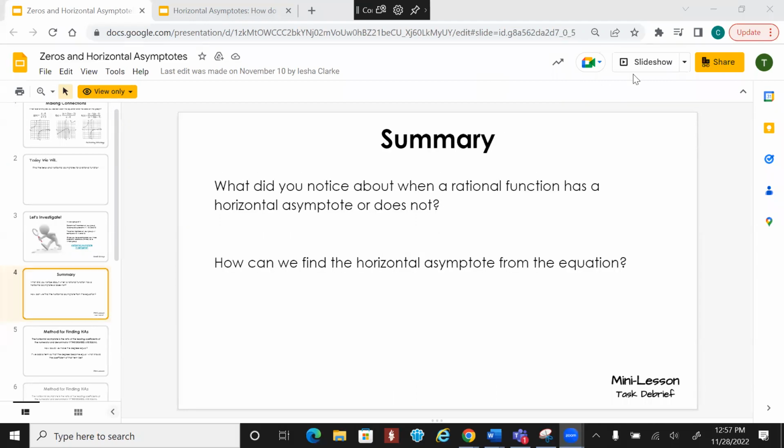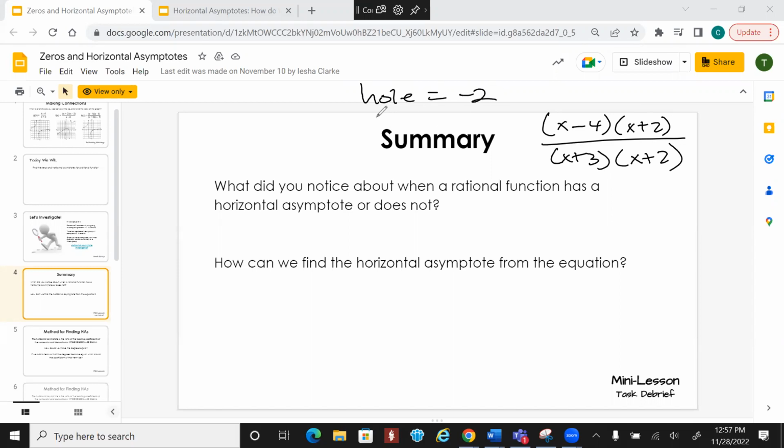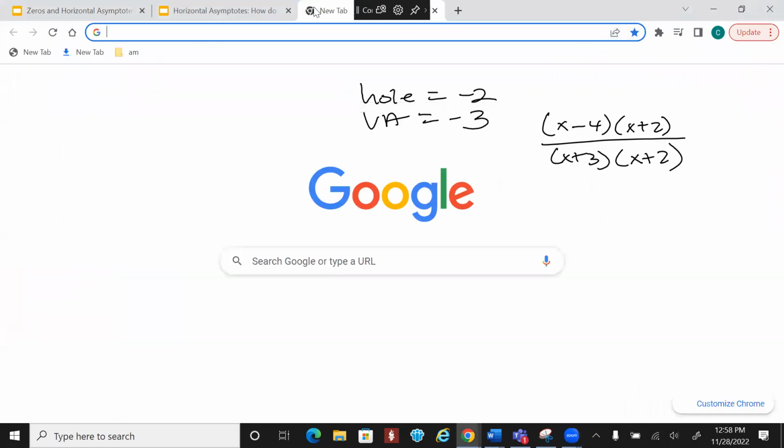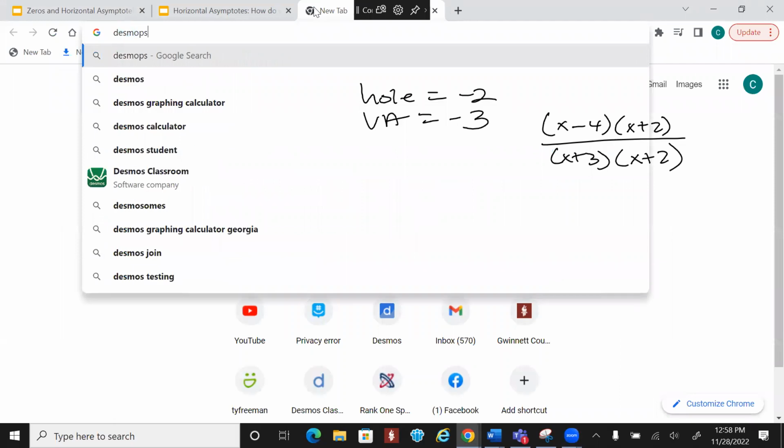Okay, so there's another thing called a horizontal asymptote, and we're going to talk about that in just a second. Going back to the equation that we had at the very beginning, (x minus 4)(x plus 2) over (x plus 3)(x plus 2). We already identified that the hole is at -2. There's a vertical asymptote at -3. Now we're going to talk about the horizontal asymptote. Really quick, I'm going to graph this for you so that you can see the different parts.